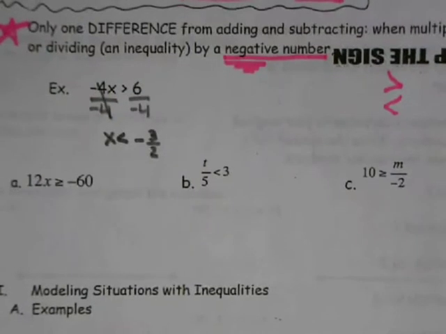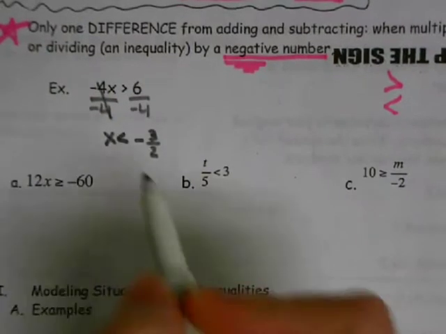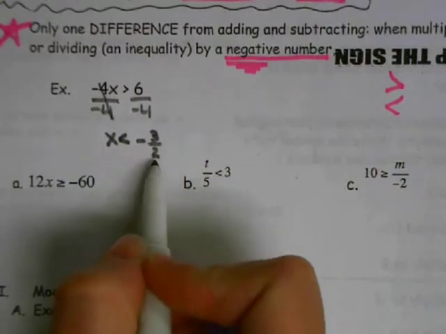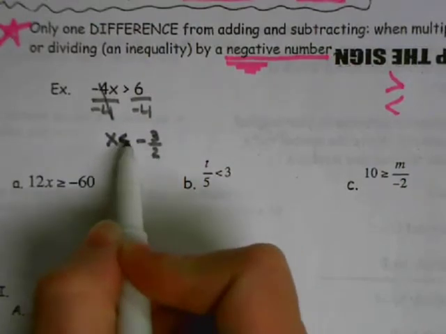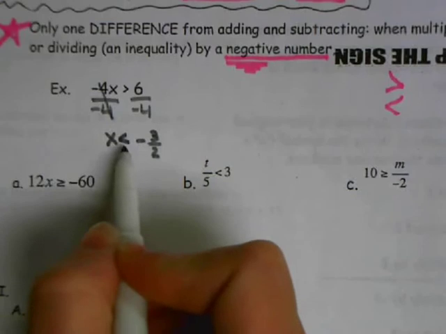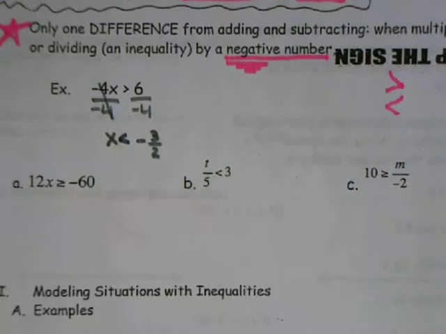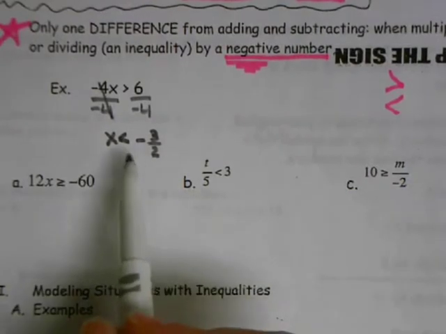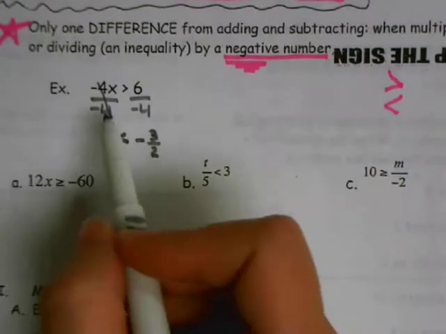If we were to think about doing a check for this, we would plug that back in, right? We can't use negative 3 halves because it's not less than or equal to. What's something that's less than negative 3 halves? So pick a whole number if you want to. Is negative 5 less than negative 3 halves? Yeah, it's smaller, right? So let's plug in negative 5.